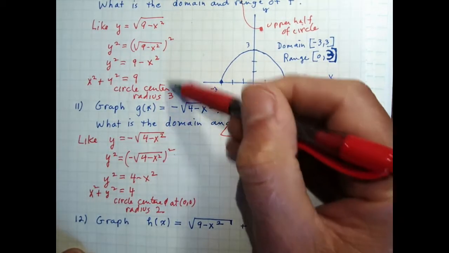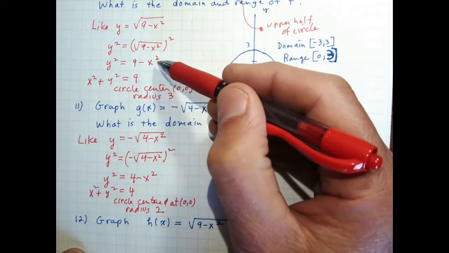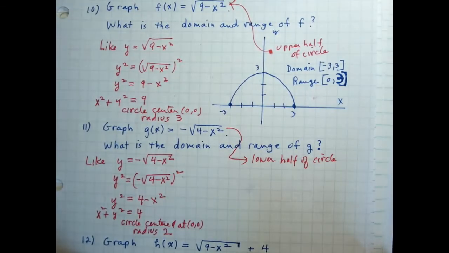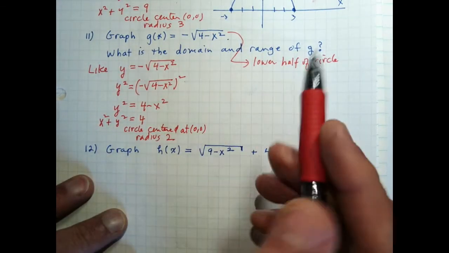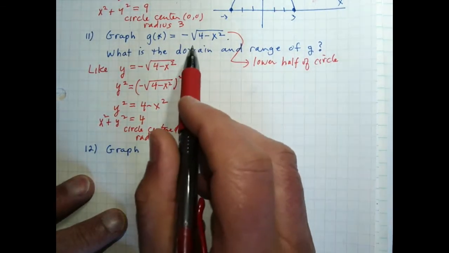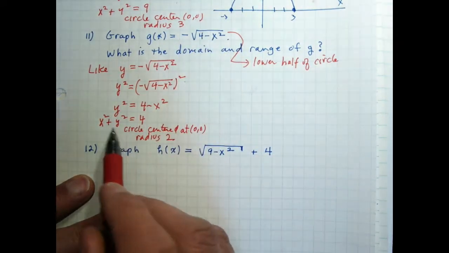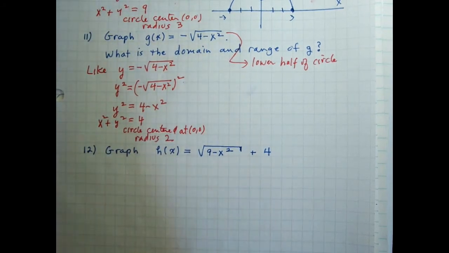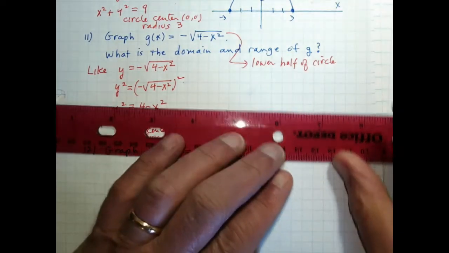It's still a good guide for us to understand where we're coming from, but as soon as we square both sides, we lose the fact that the original function was just the upper half in number 10, and we lose the information that the original function was just the lower half of the circle in number 11. So you've got to recognize that right at the beginning, because this x squared plus y squared equals 4 is not equivalent, but it does certainly guide us in our understanding of what our graph is going to be. It's going to be the lower half of a circle.